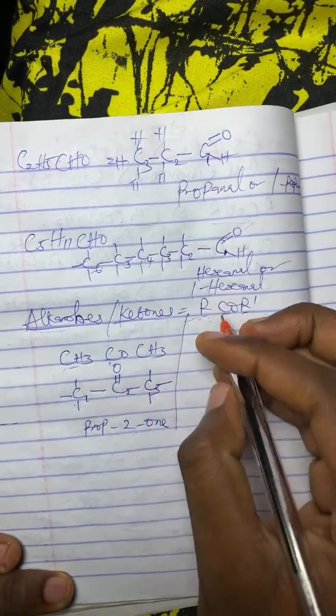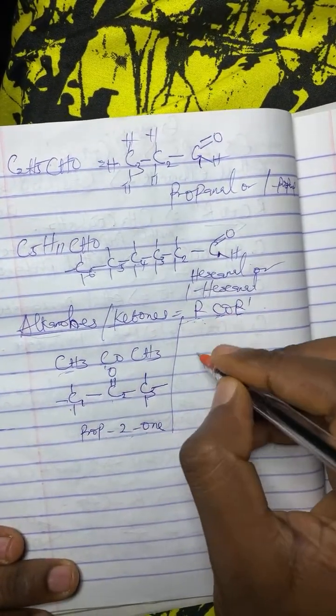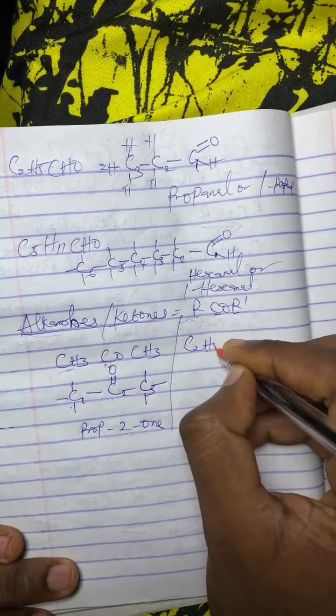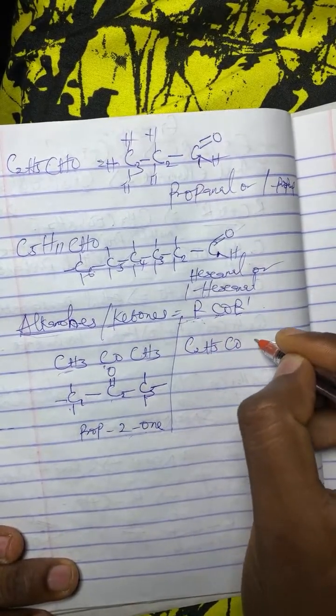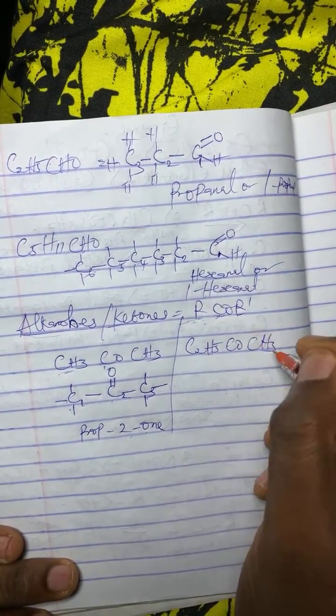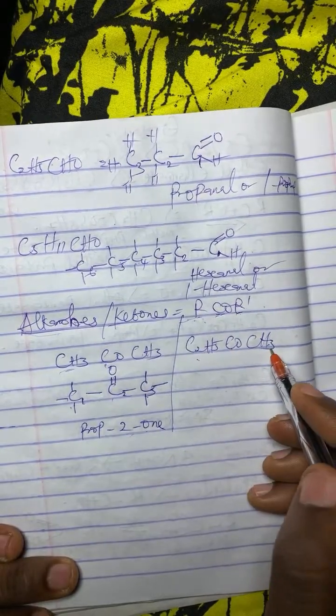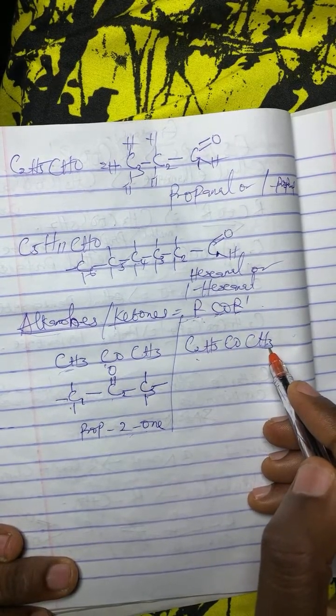So I can also have something like this. I told you that RCOR, I can also have my R as C2H5, and then I have CO, and then I use CH3. RCOR: R starts from the beginning, CO comes in between, and it also ends with R. Do not forget that.